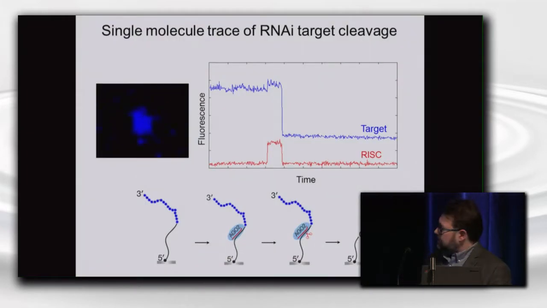Well, perhaps it's easier to just look at a single target molecule. Here we have a single target. Then RISC comes, binds, cleaves the target, and it disappears.